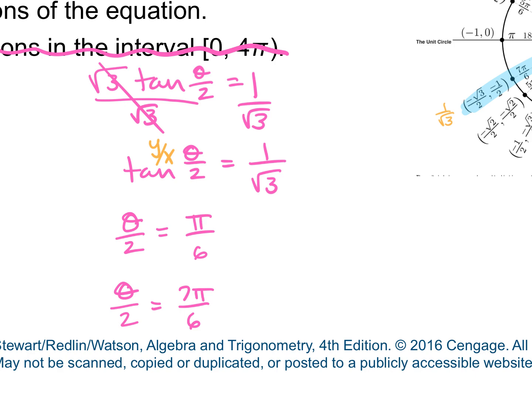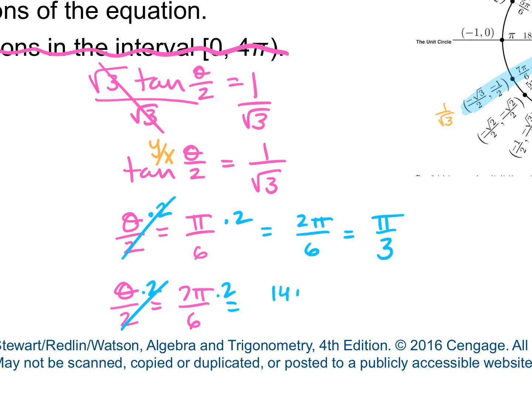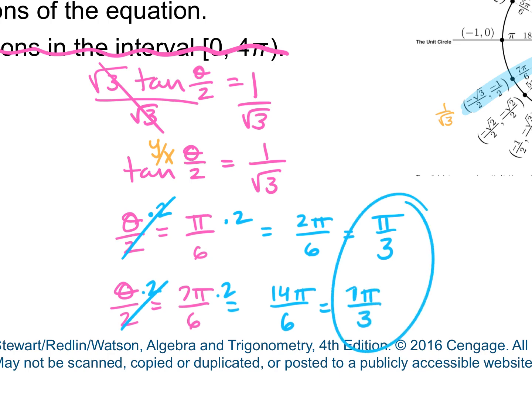Now what's the very last step that we need to do? Multiply both sides by 2. So we get 2 pi over 6. What does 2 pi over 6 simplify to? Pi over 3. Same thing with the other one. We're going to multiply both sides by 2. So we get 14 pi over 6. What does 14 pi over 6 simplify to? 7 pi over 3. So these would be our 2 answers.